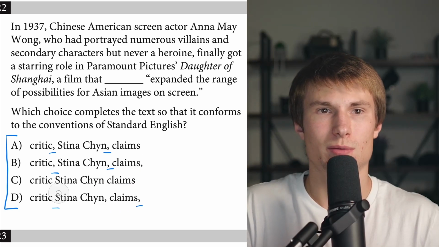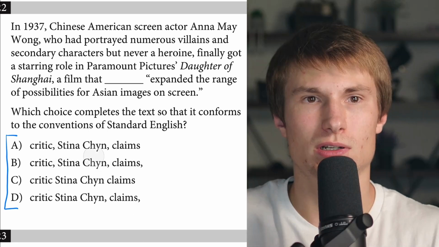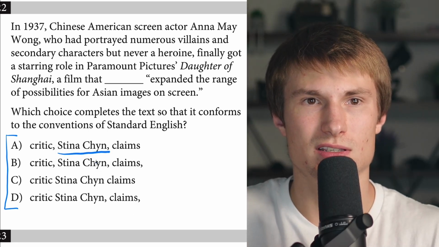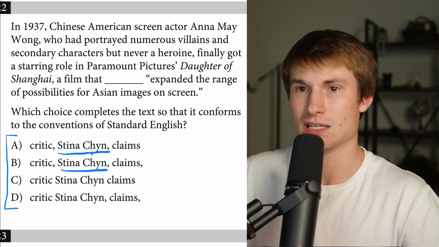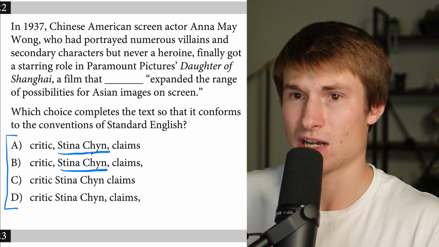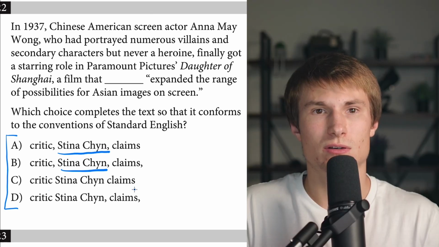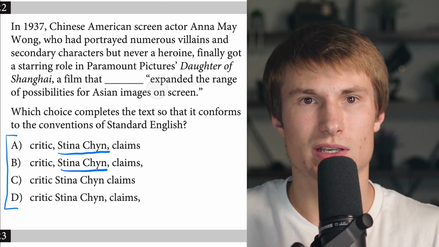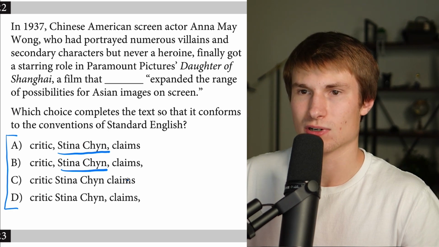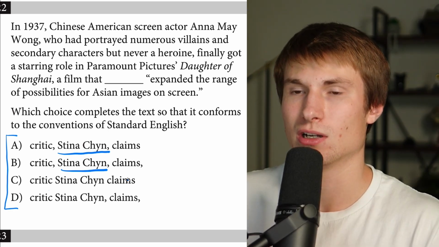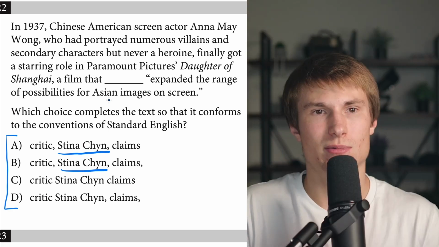So ultimately, I'm looking for a couple of things. First, I'm going to look at whether Stina Chin is non-essential, because that would get rid of options A and B, or C and D, depending on whether it is non-essential or not. The next difference I'll be looking for is whether I need a comma after claims. If we look up, claims is before this quote, so it depends on whether or not that quote is integrated. If it's integrated, we will not need a comma. If it is not integrated, then we would need a comma. So let's go ahead and take a look.